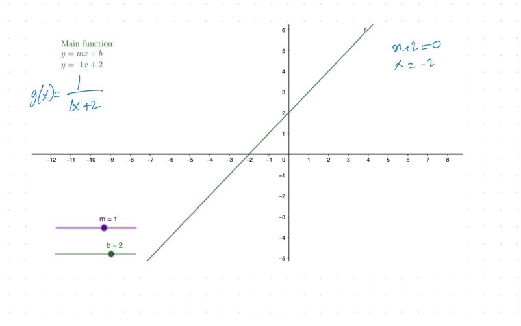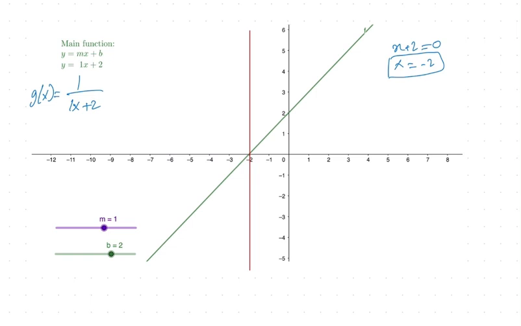So I'm not allowed to have minus 2 in the bottom side of my g of x function, which means the line x is equal to minus 2 is your vertical asymptote. It's like this. This is my vertical asymptote.